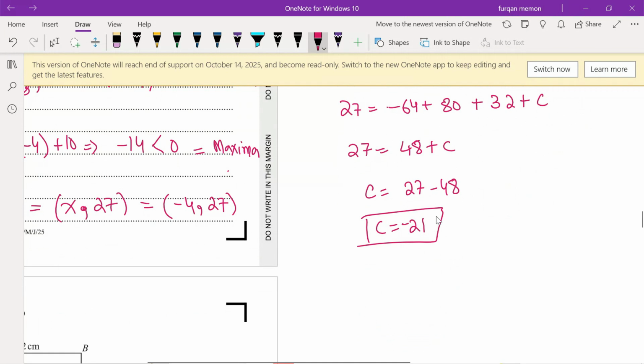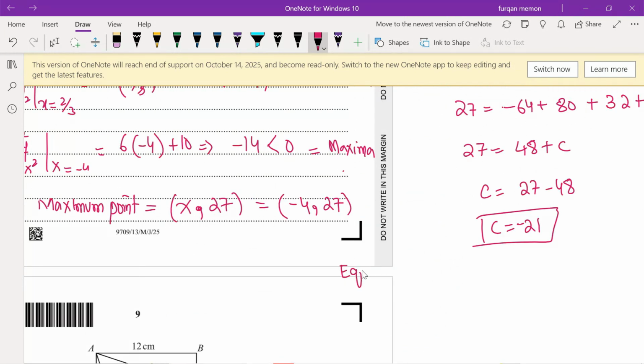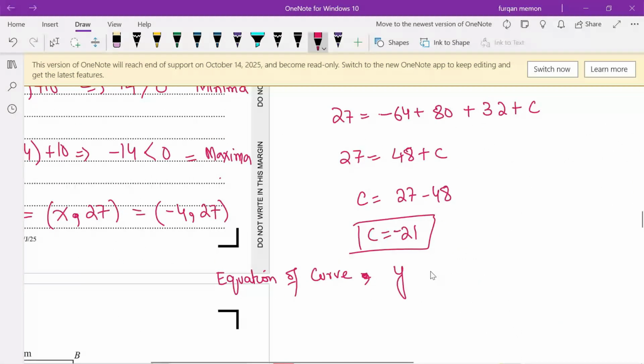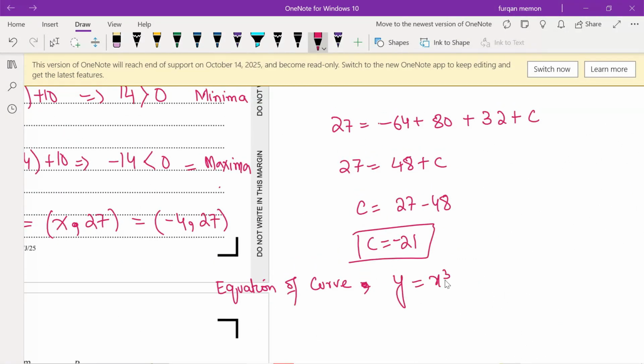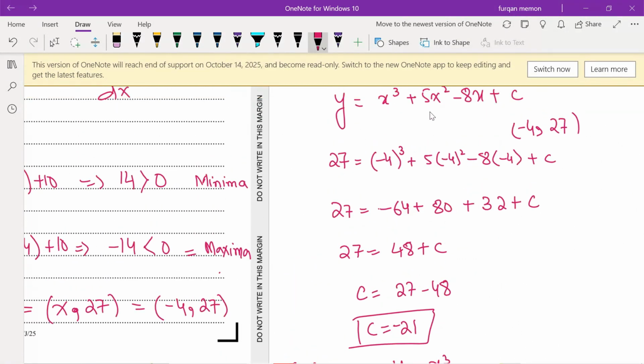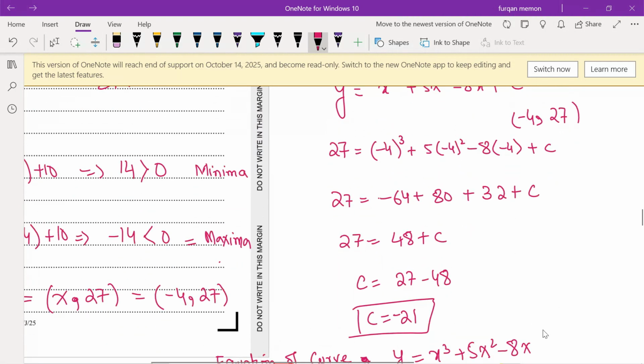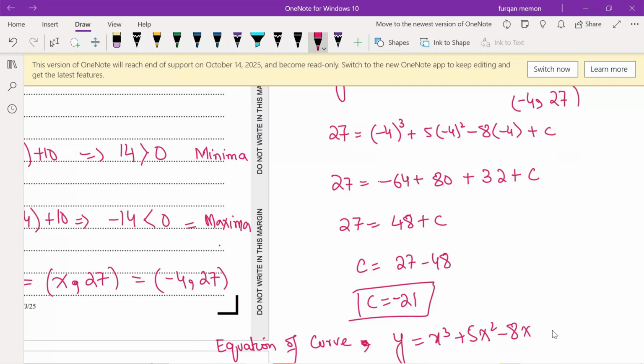So we can say that the equation of the curve is y equal to x cube plus 5x square minus 8x plus c, where c is negative 21. So y equals x cube plus 5x square minus 8x minus 21. This is the required curve equation.